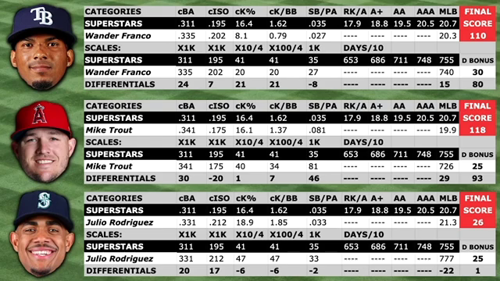Here are three examples of how the formula works with Wander Franco, Mike Trout, and Julio Rodriguez. I simply plugged in their career minor league stats, adjusted the numbers via the scale, totaled up the differentials, and added a defensive bonus to come to my final score.